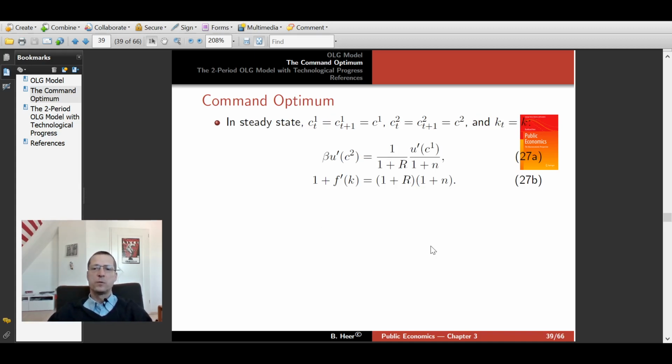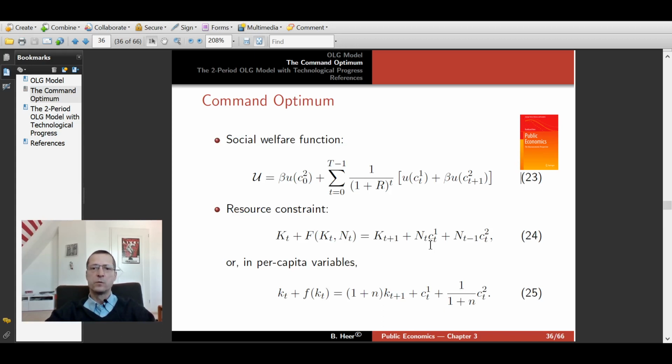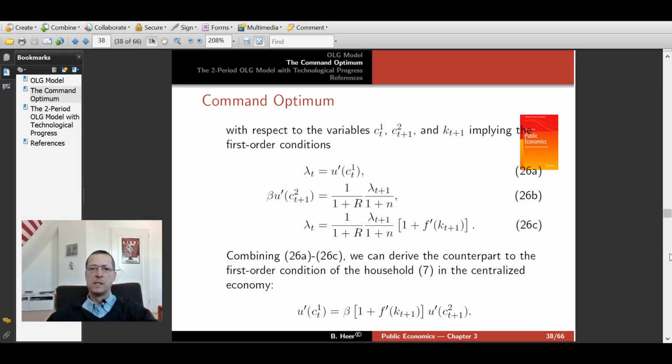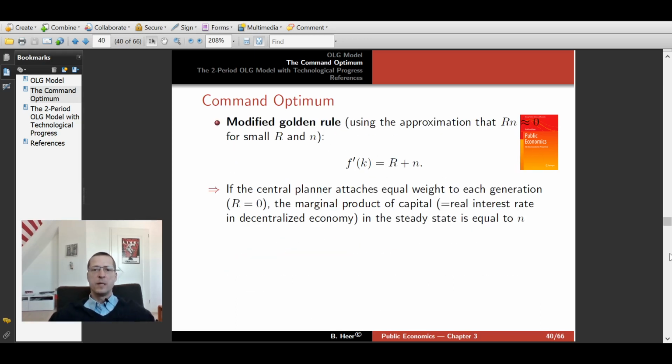Now with the help of equation 27b, we can derive what's called the modified golden rule. So if we multiply the two factors on the right-hand side, we have 1 plus f prime is equal to 1 plus r plus n plus r times n. And if we subtract 1, we get to the modified golden rule, which is f prime is equal to r plus n.